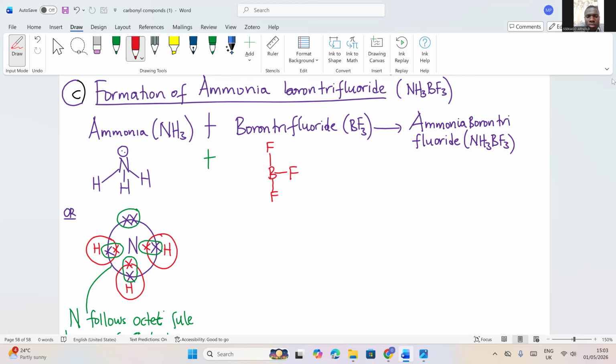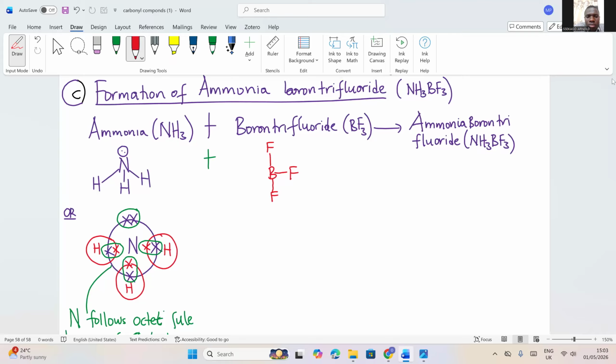Is it 5? Yes, because 4 is beryllium and 5 is boron. So 5 is boron. Write the electronic configuration of boron. If it has atomic number 5, then it has 2, 3. Electronic configuration 2, 3.